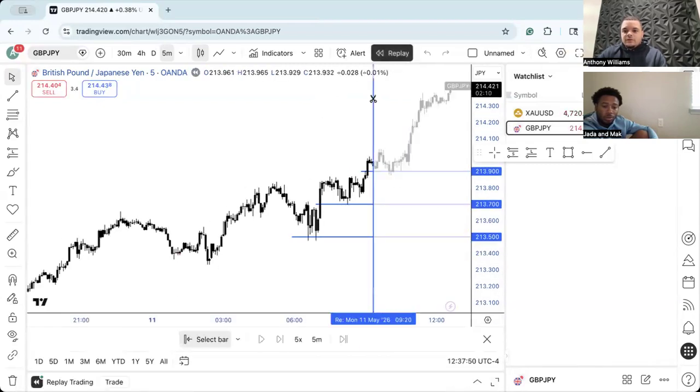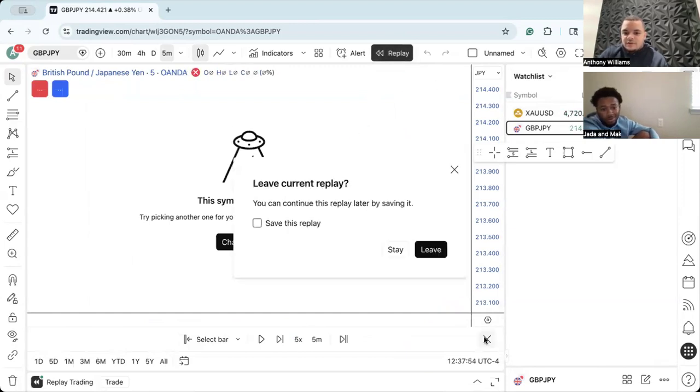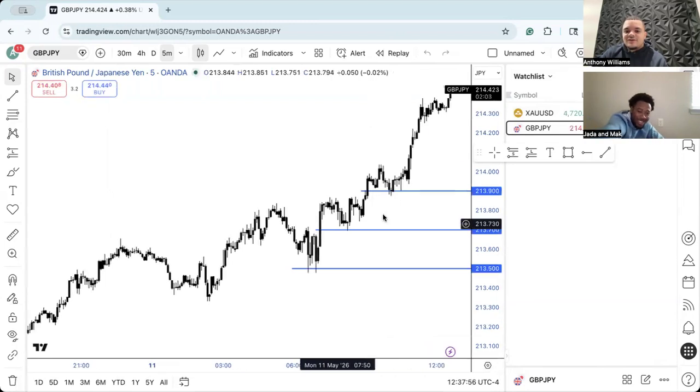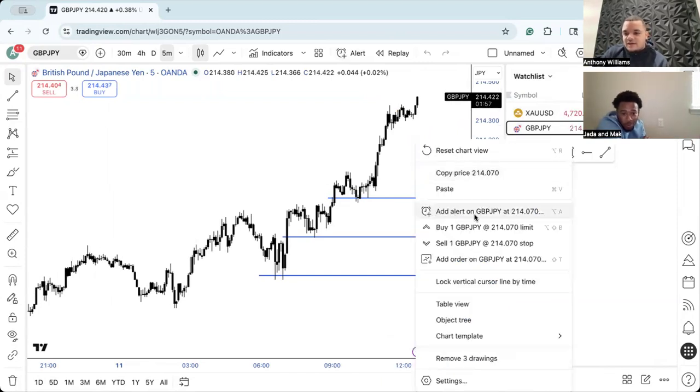Replay just does this. What the heck? Why does it keep making it go away? All right, it just goes back. That's all it does. It just goes back, and it does the same thing. I got an alert. That's nothing. That's all this is. Add alert on GJ.